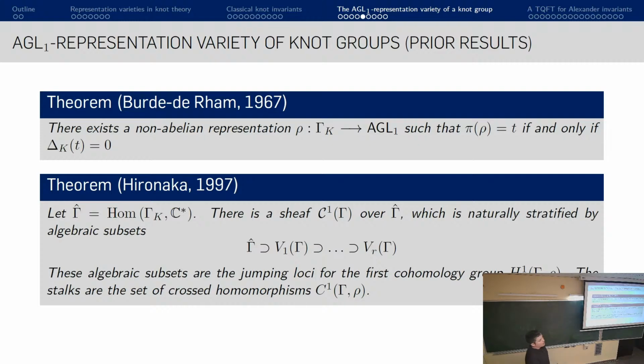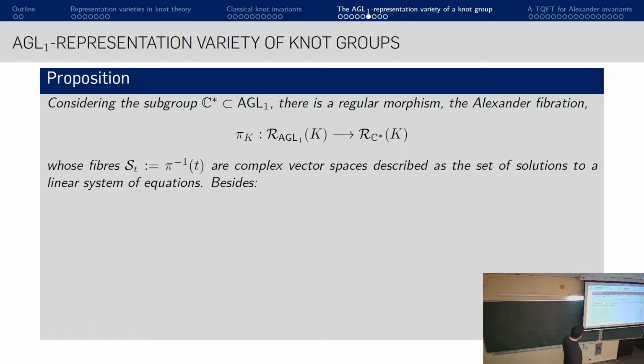Okay, so in terms of group homology, there was another result due to Hironaka. Basically what I've said with the trefoil can be generalized, and I'm going to give you the general case. You've got C star sitting inside AGL1, so that inclusion yields, contravariantly, a projection of the representation variety of K into AGL1 onto the representation variety of K onto C star. And then the fibers are complex vector spaces in full generality, using the Wirtinger relations as we've seen.